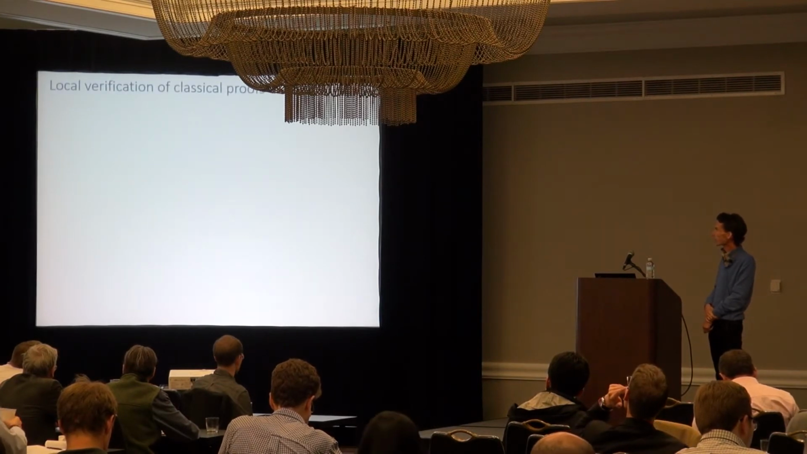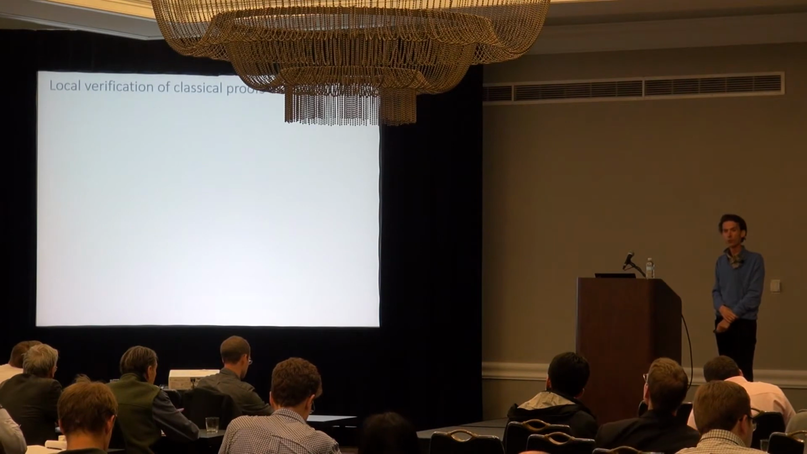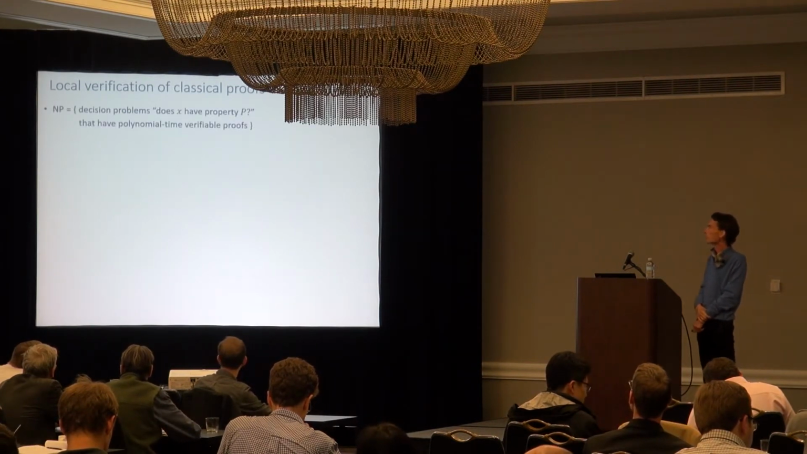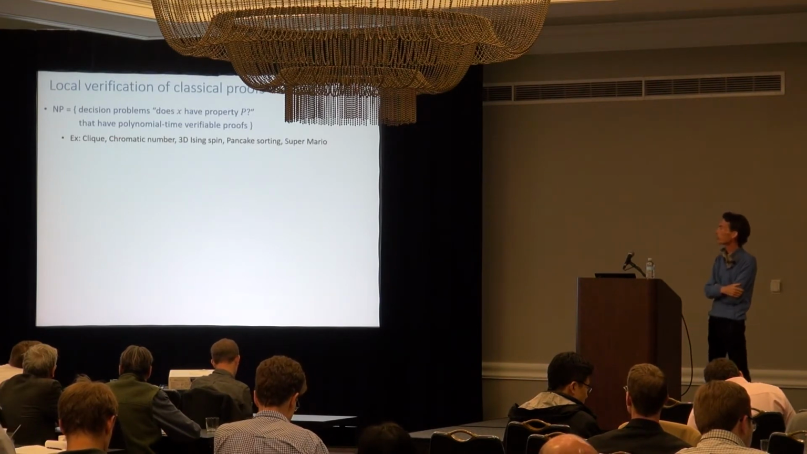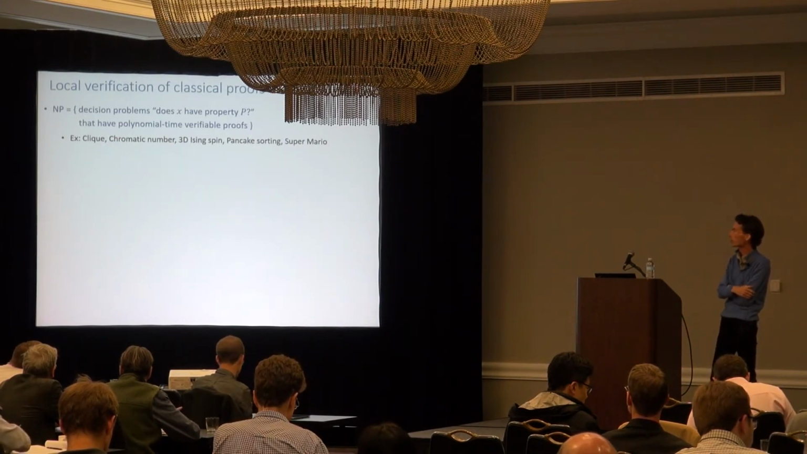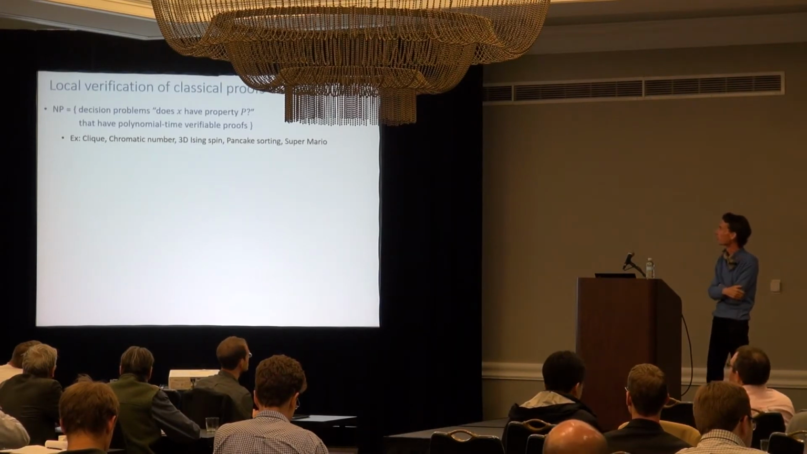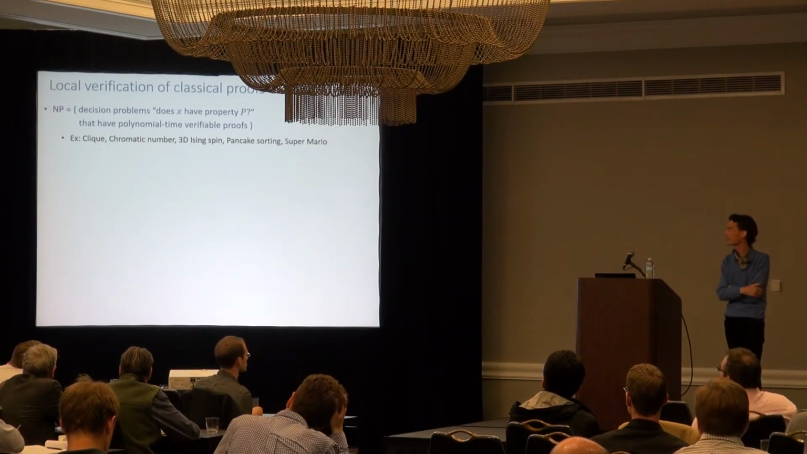So let's start with something which maybe everyone is already familiar with, which is the problem of checking proofs in the classical setting. So everyone's seen the class NP. Here are some examples of NP-complete problems. So clique, chromatic number, you've seen. Ising spin, lots of you have seen. And some maybe more exotic ones, pancake sorting, Super Mario. Wikipedia has a very, very long list.